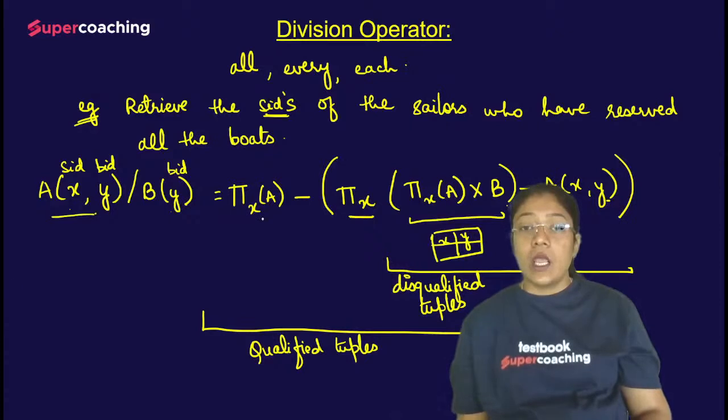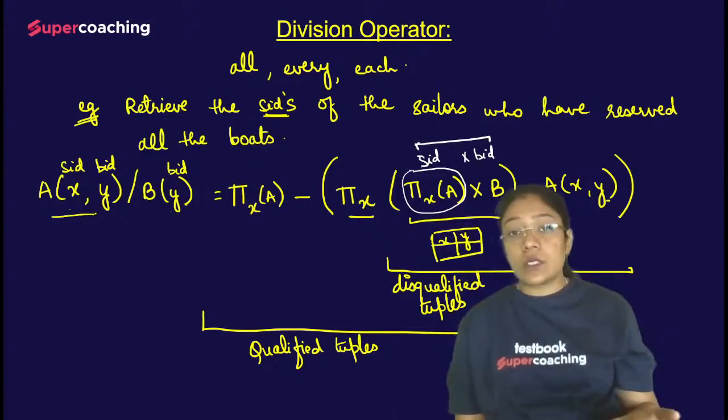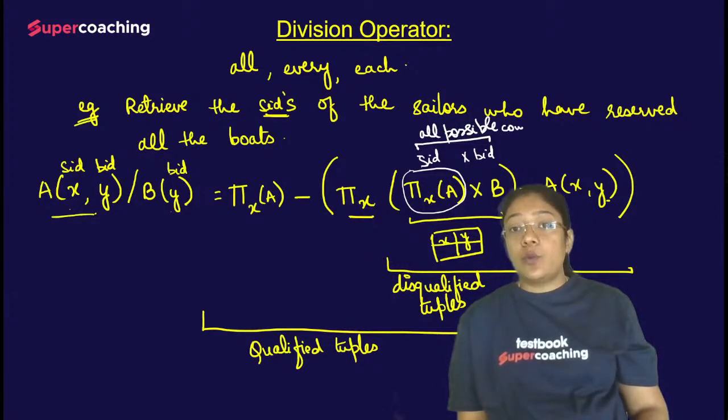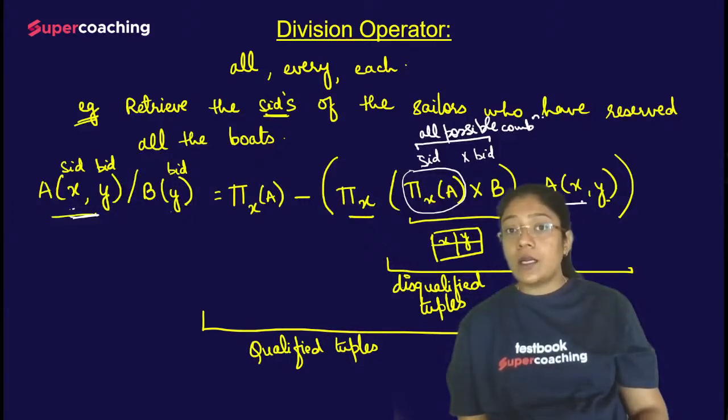Make sense? So basically, first of all, we have taken all the SIDs of the sailors that exist, and we take their cross product with the boat ID. Now what will it return? It returns which sailors could have reserved which boats, right? So it takes all possible combinations of SIDs and boat IDs. Now we are subtracting. Here we are given a relation which represents which sailor has reserved which boat. So here you subtract the values.